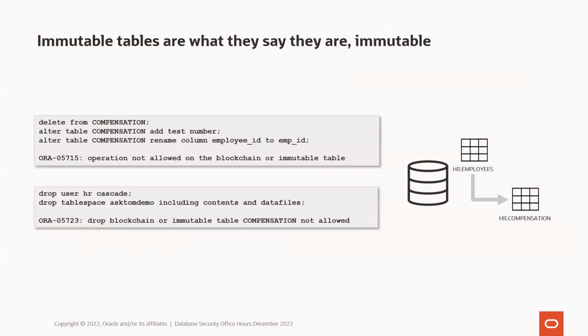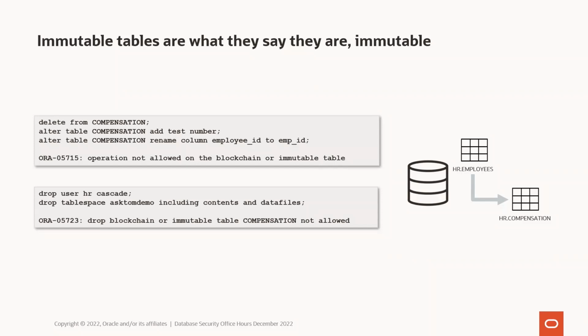Now, I often like the persona of evil Rich, so I want to go poke at this table and see what I can do and whether it's really immutable or not, right? So I ran these 3 commands: delete from, alter table to add a column or rename a column, and I got the same Oracle message of operation not allowed on blockchain or immutable tables. And so I said, well, that's fine. I'll go scorched earth, right? Like I'll just destroy it all.